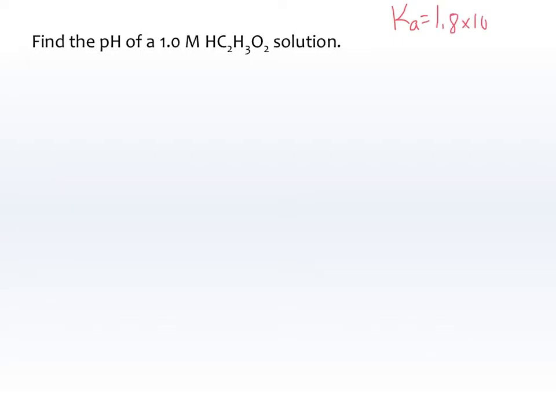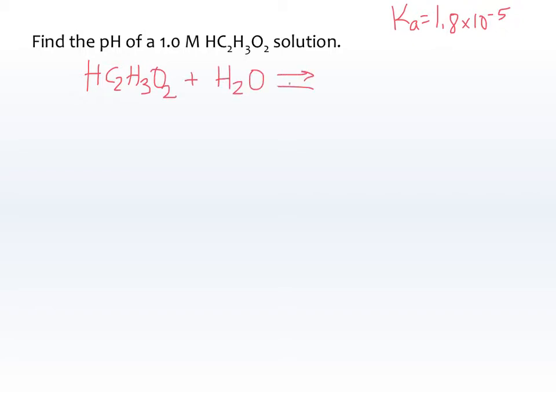1.8 times 10 to the negative 5. Okay, so here is a weak acid problem. Find the pH of a 1 molar HC2H3O2 solution. So this is acetic acid. And we'll mix it with water.